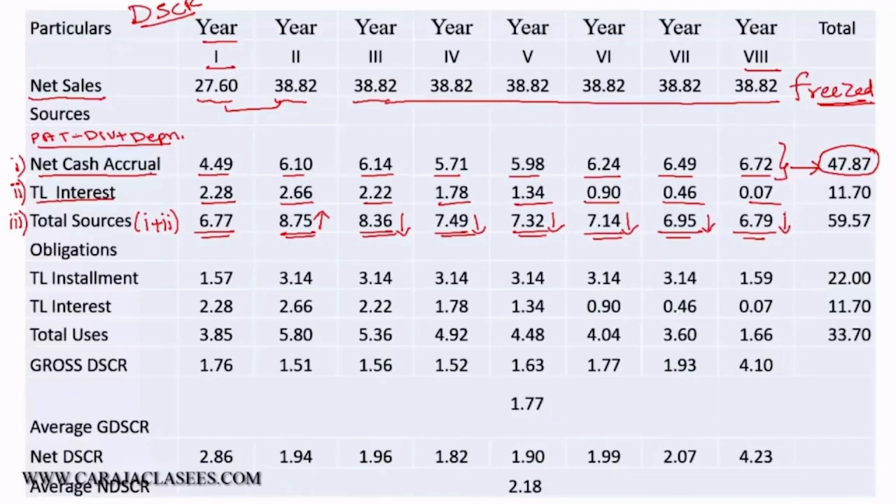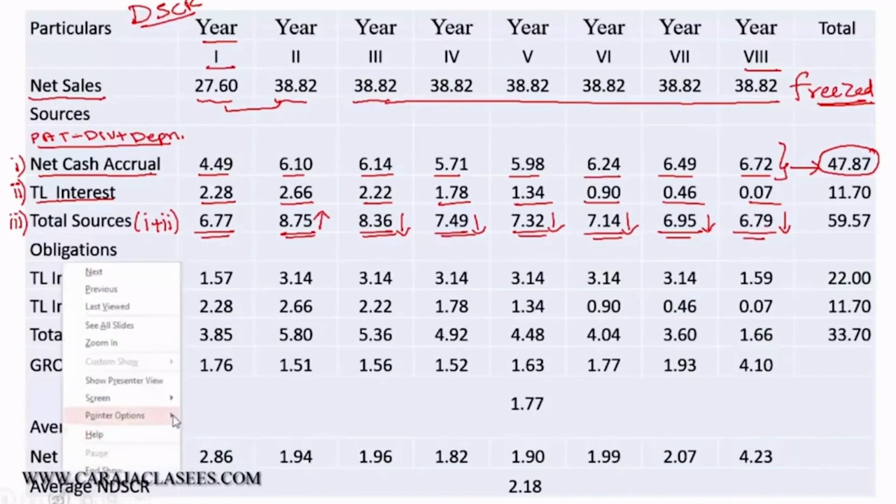Okay, and why is this happening? This may happen because net cash accrual is influenced by depreciation. Okay, and year after year when you add back depreciation, the depreciation levels are going to have an impact. And look at the term loan interest also. The term loan interest is coming down year after year, so that's also having impact, right? So this is total sources. Then let us have a look at the total installments.